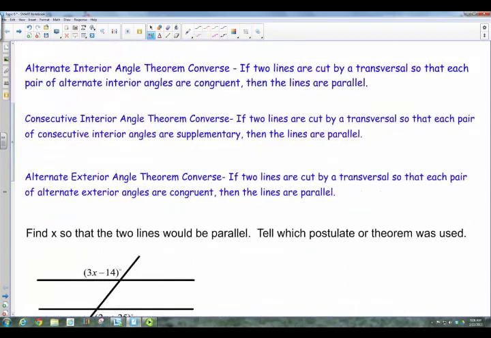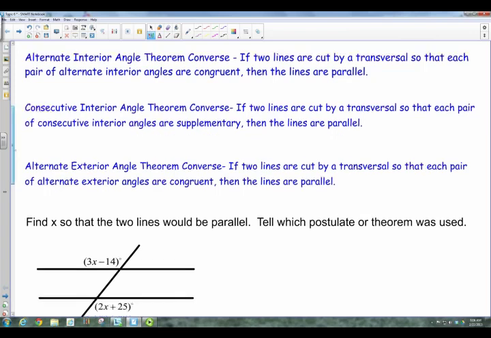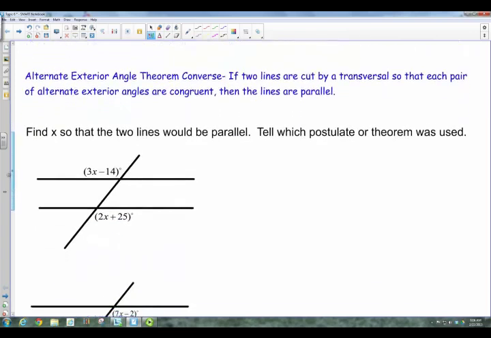The second one is the alternate interior. It says if two lines are cut by a transversal so that each pair of alternate interior angles is congruent, those lines are parallel. Same idea. They're not parallel unless they are congruent. Consecutive interior is if these things are supplementary, they add up to 180 degrees. Remember, consecutive interior means next to each other on the inside. Then they are parallel. Alternate exterior, if those things are congruent, across the transversal on the outsides of the lines, then those lines would be parallel.